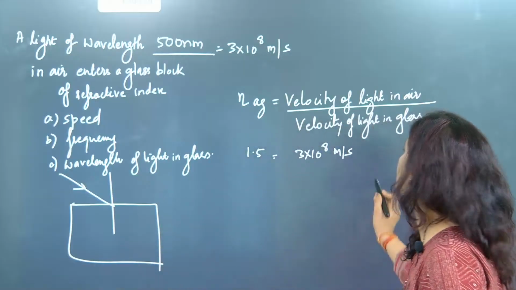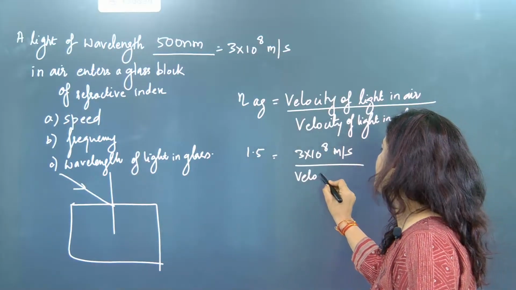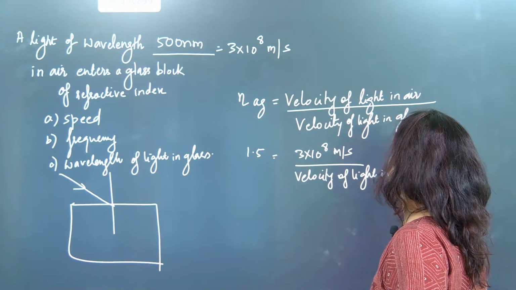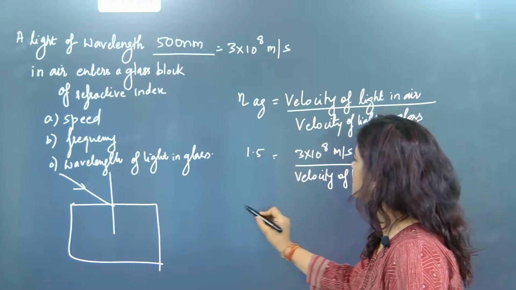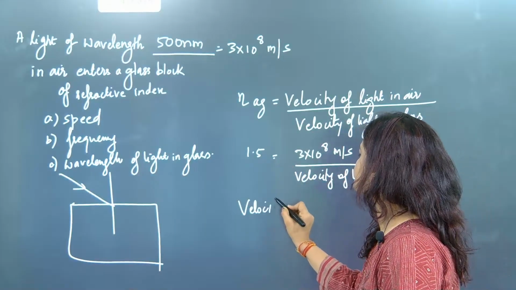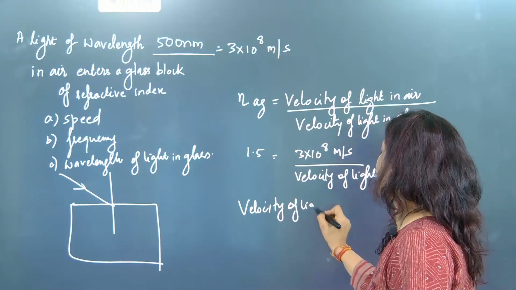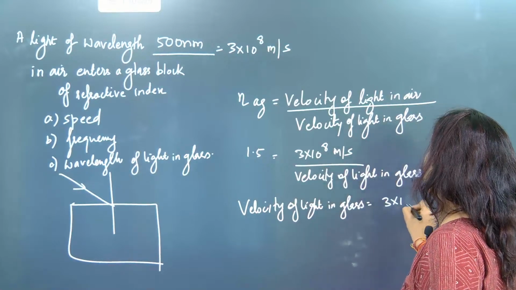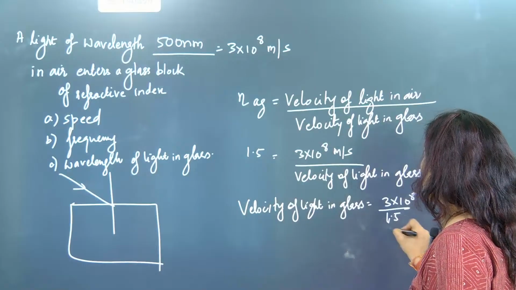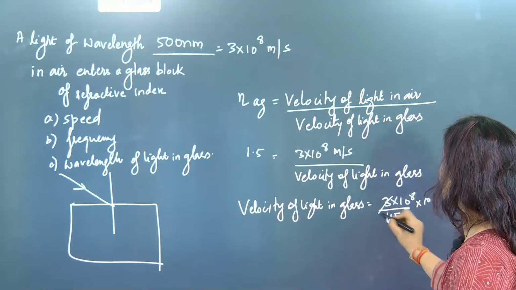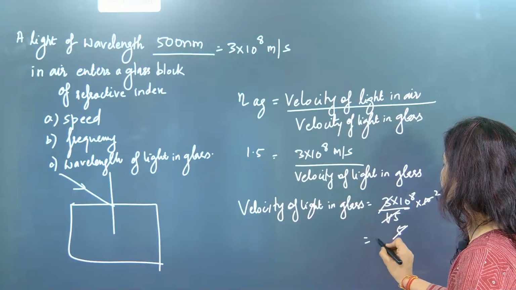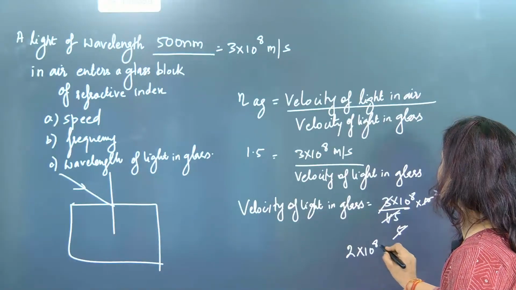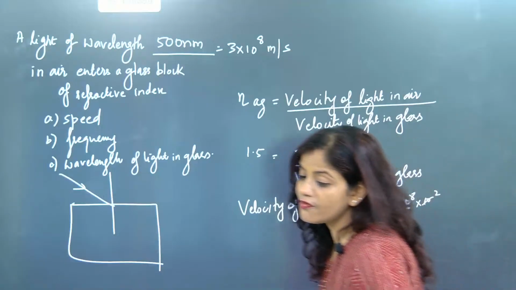First find the velocity of light in glass. After that, we will do some other work. We will shift this one. The velocity of light in glass is equal to 3 into 10 to the power 8 by 1.5. Cancel this: it will come 10, here it will come 5 and here 2. So the correct answer is 2 into 10 to the power 8 meter per second. So this is the velocity of light in glass.